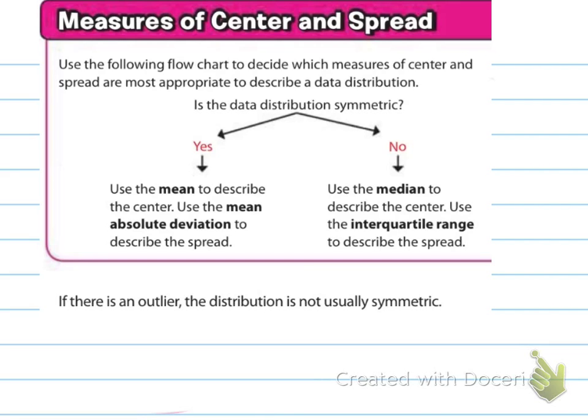So it says, is the data distribution symmetric? If it is, then you're going to use mean, and you're going to use mean absolute deviation to show the spread. And if it's not symmetric, then you can use median, and you can use the interquartile range to describe the spread. So again, figuring out whether you're going to use mean or median is going to be based on whether or not you have some crazy outlier, right? Because we're looking for it to be symmetric. We're going to use mean and mean absolute deviation, whereas we can use median if there is some kind of outlier involved and there's no symmetry.